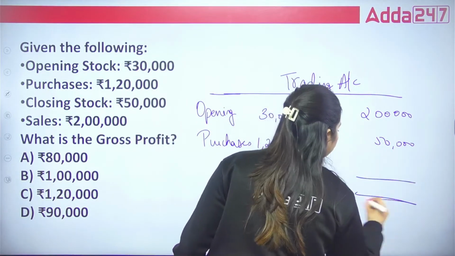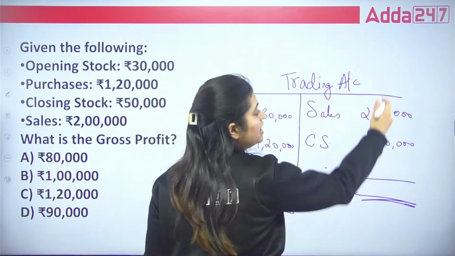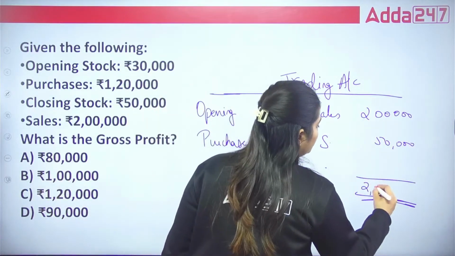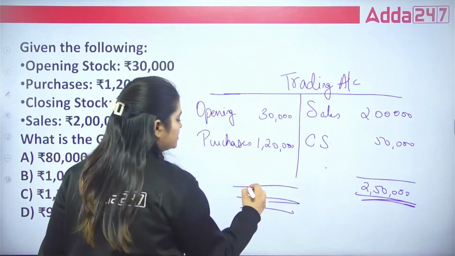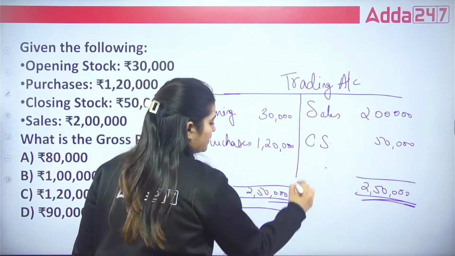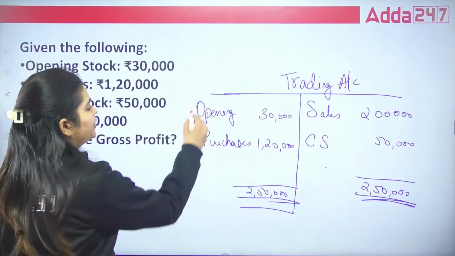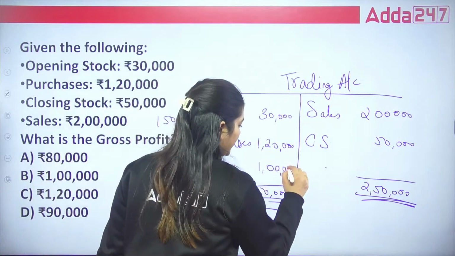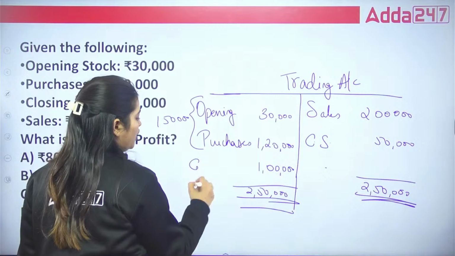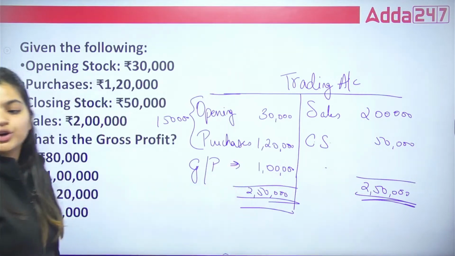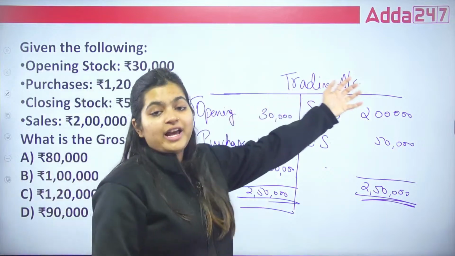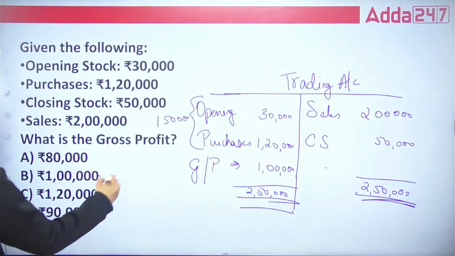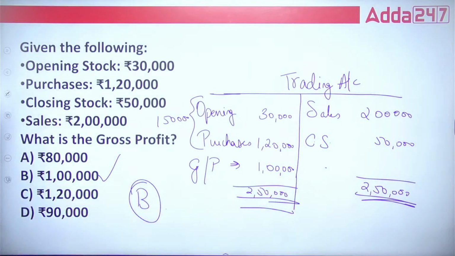If you add both sides, sales and closing stock, your credit side is more than your debit side. This is your 2,50,000. And on your debit side, you have only 1,50,000. So there is a difference of 1 lakh. This 1 lakh is your gross profit, because you are having more income than expenses. So the correct answer is again option B, that is 1 lakh.